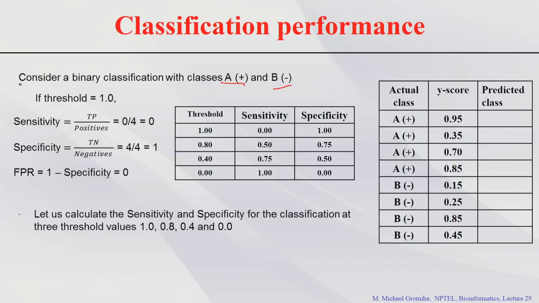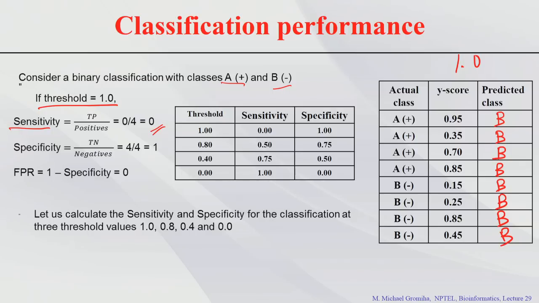Right, this is B. So, everything is B, this B, B, B, B. Why is everything B? Because everything is less than 1. If the threshold we put is 1, then everything less than 1 is B. Now, you can calculate the sensitivity. What is sensitivity? True positives by positives, but no A's are correctly predicted. So, this is 0.